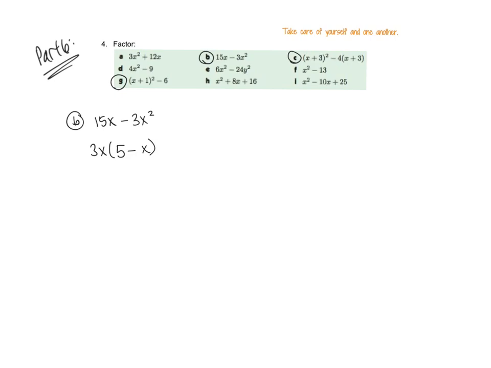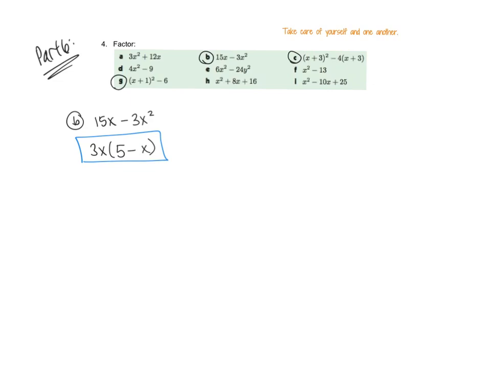So I am going to see if it's a difference of 2 squares. 5 is not a perfect square and x is not a perfect square. So this is not a difference of 2 squares. So we're just going to leave it just like that.